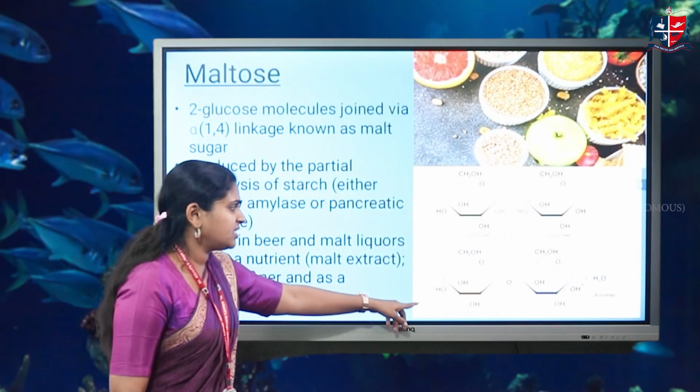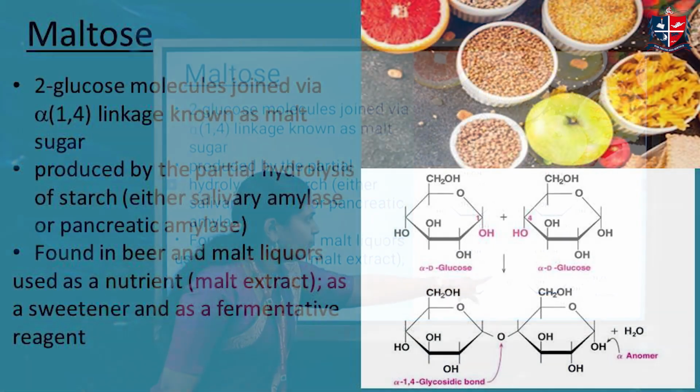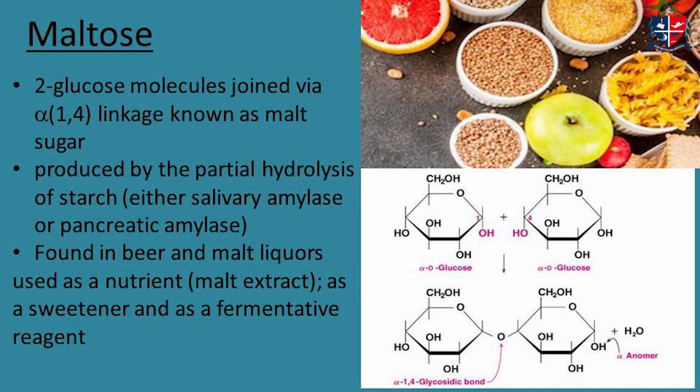Here the linkage is a 1,4 glycosidic linkage. A 1,4 glycosidic linkage is between the first position of one glucose and the fourth position of another glucose molecule, which combine to form maltose.